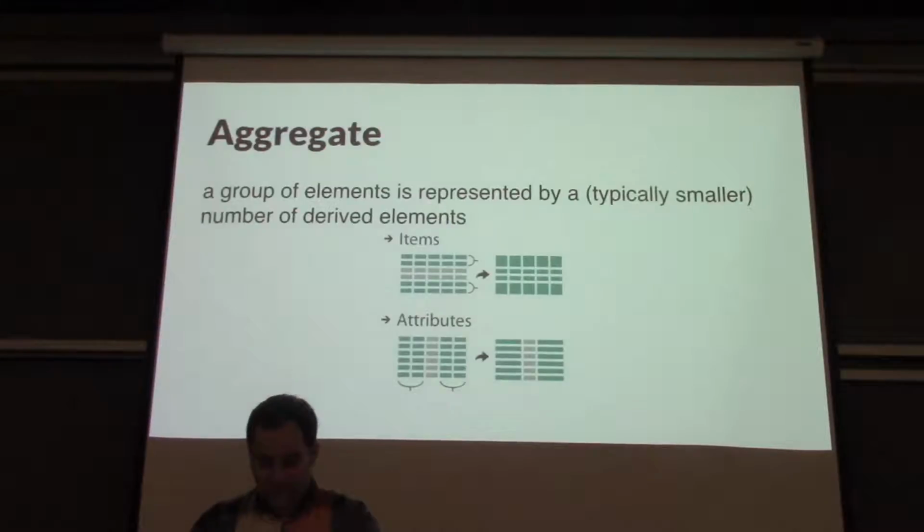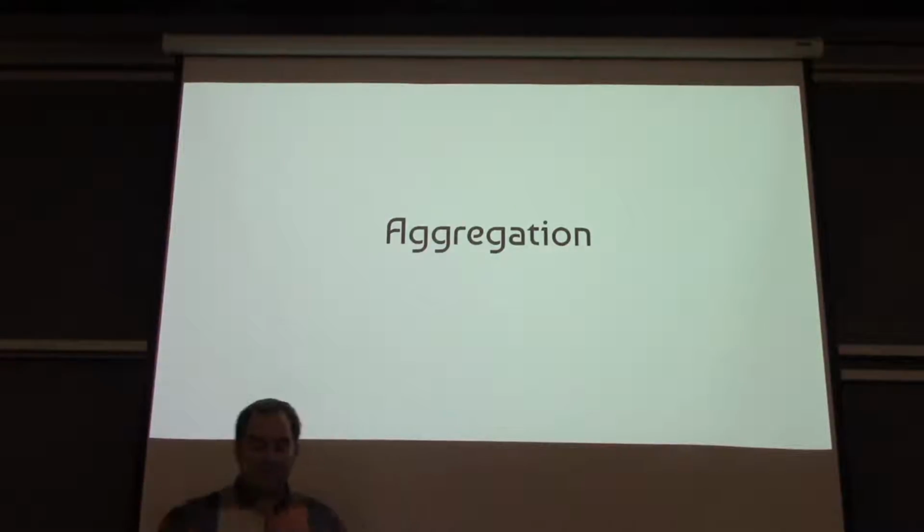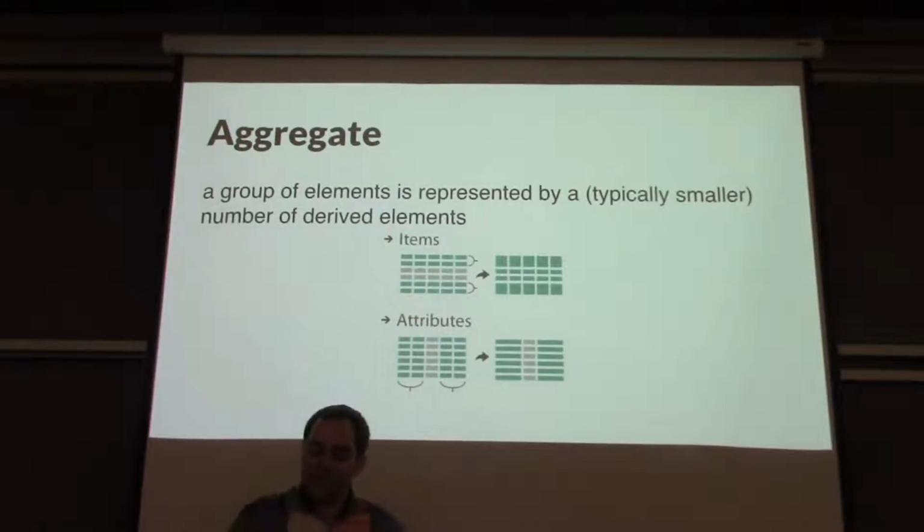Okay, so let's go quickly through. We talked about filtering and aggregation. I'm going to skip filtering because it's rather straightforward. Just a quick recap of aggregation. The idea of aggregation is that we represent a group of elements by a smaller number of derived elements.